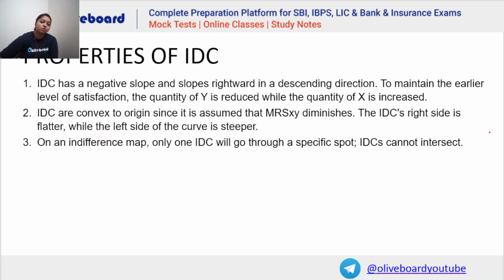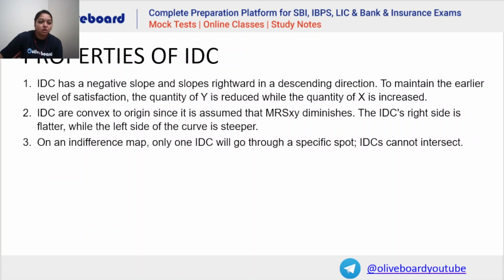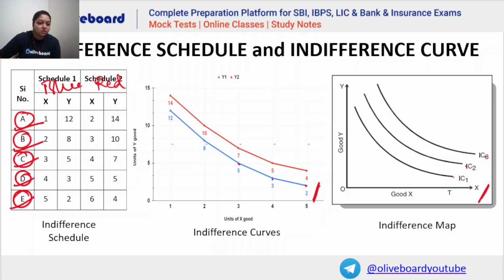Then what are the properties of an indifference curve? An indifference curve has a negative slope. Negative slope means it slopes downwards and slopes rightward. Sloping downward can either mean this or it can mean this. So this is towards the right. The indifference curve slopes towards the right. It doesn't slope towards the left. To maintain the earlier level of satisfaction, the quantity of y is reduced while the quantity of x is increased. Here you can see, this is to maintain the level of satisfaction.